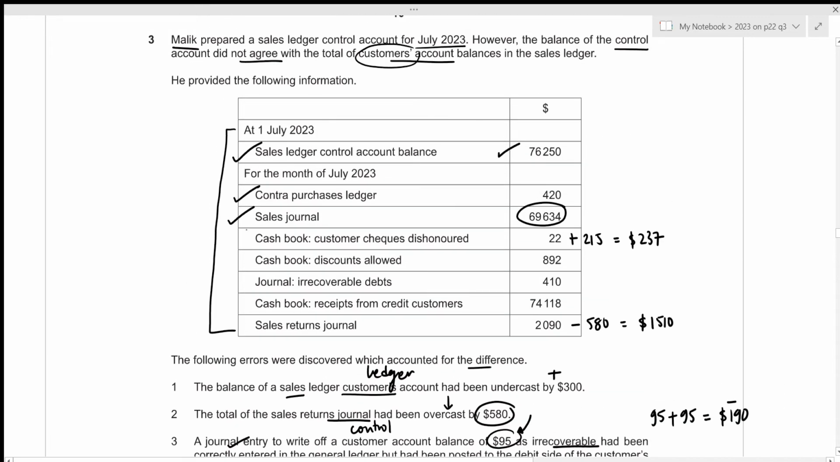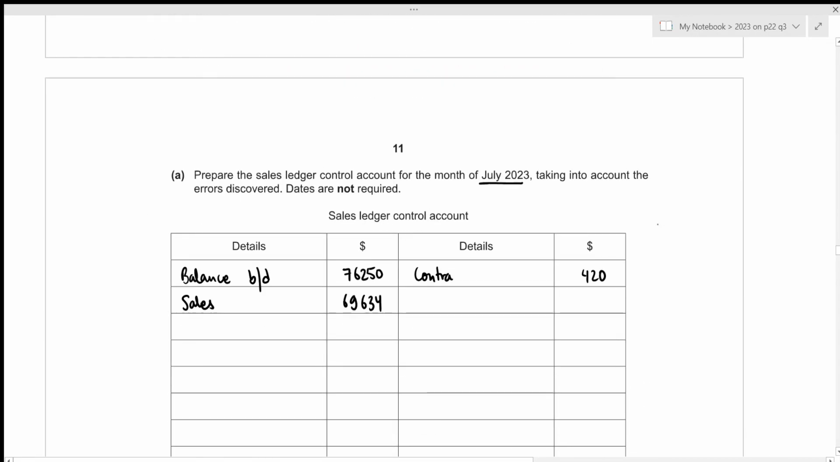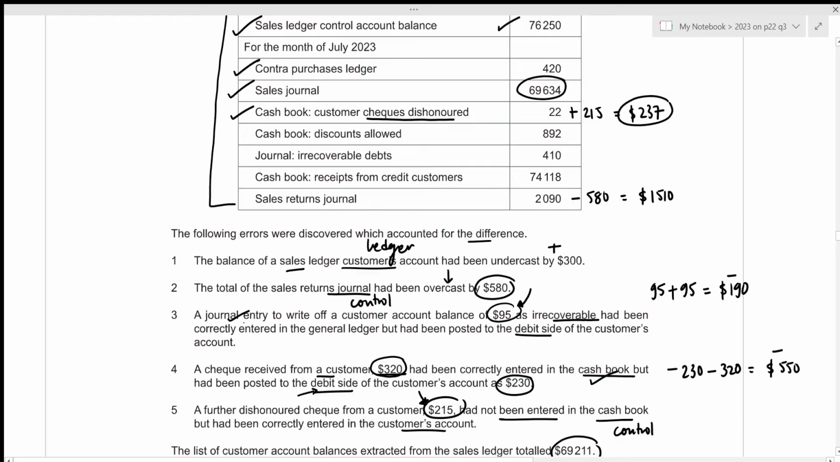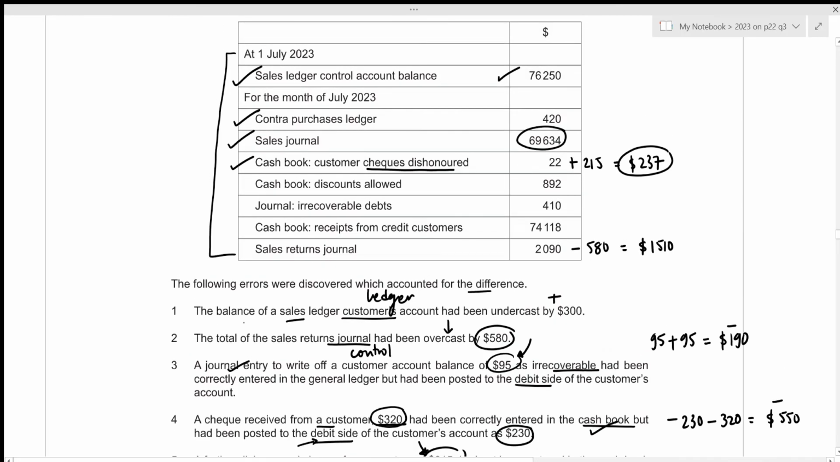Then we have the cash book, customer checks dishonored. This will again increase the value that we are yet to receive from our credit customers, which is why we need to record it on the debit side. And we can write it under the heading of cash book. That's 237. We can also write it under the heading of bank, since this was a dishonored check.